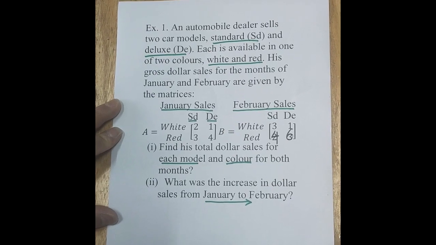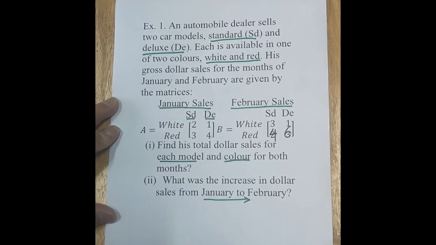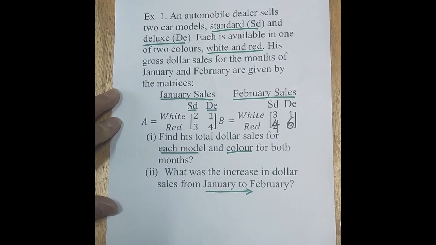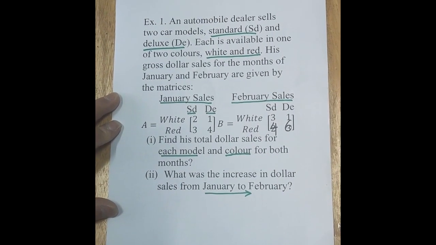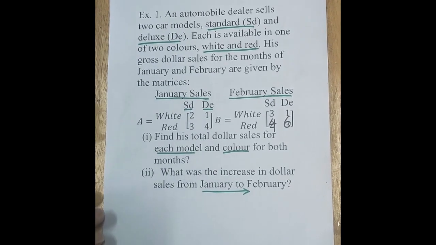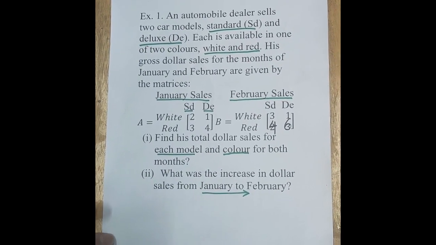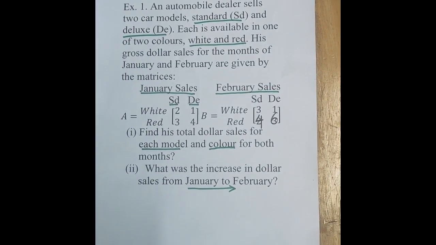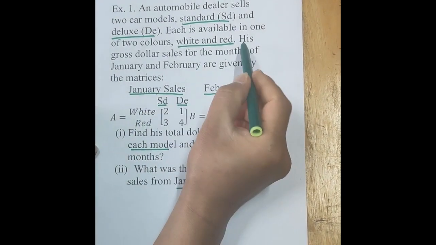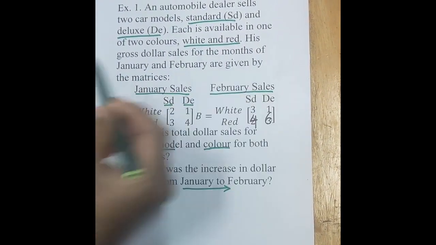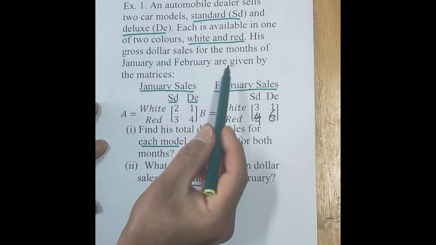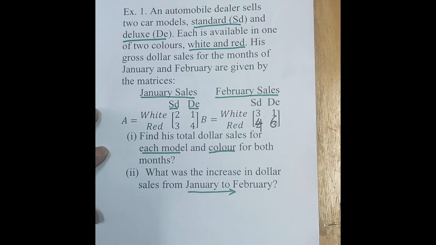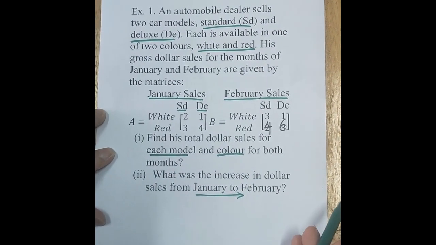So basically in this question we have an automobile dealer, which deals with two types of car. Two car models, one is standard car and one is deluxe car. And each car is available in two colors, white and red. And a dealer's gross sales for the month of January and February are given by the matrices. So let us go through the matrices given in the question.